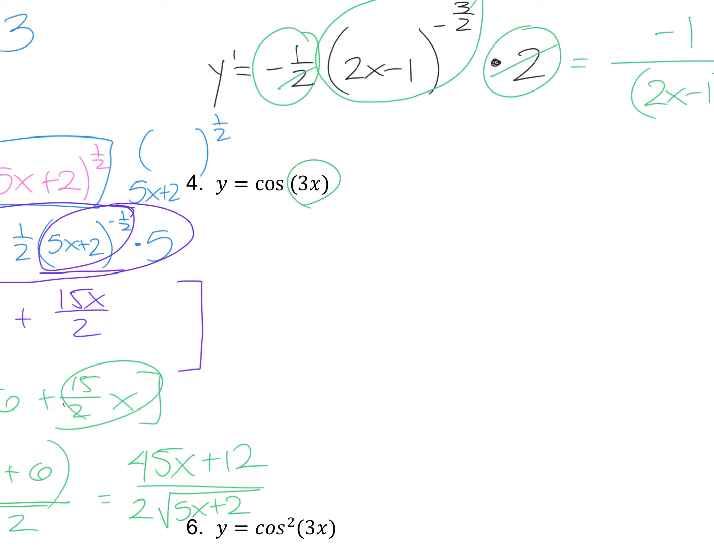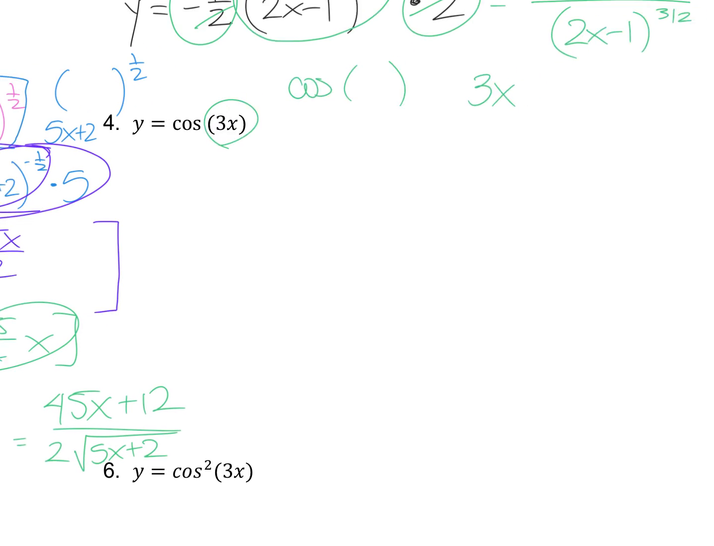Yay! No one wants to do that. It's better to think about this as a chain rule. There is an outside function here, and there is an inside function. What would you say the outside function is? Cosine. Cosine of something is the outside function. What then is the inside? The 3x. So the chain rule works great for trig functions.